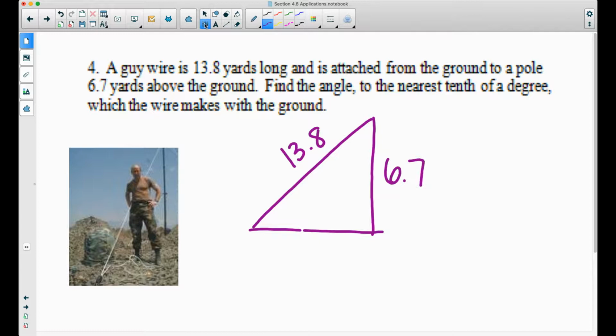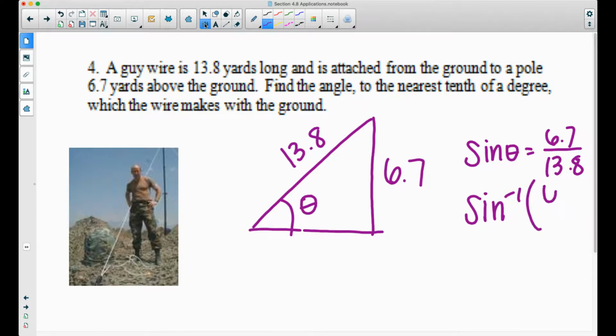Find the angle which makes it to the ground there. So we're still using sine in this case. 6.7 over 13.8, and we do the inverse. So we have 29 degrees, to the nearest tenth, that doesn't round up.